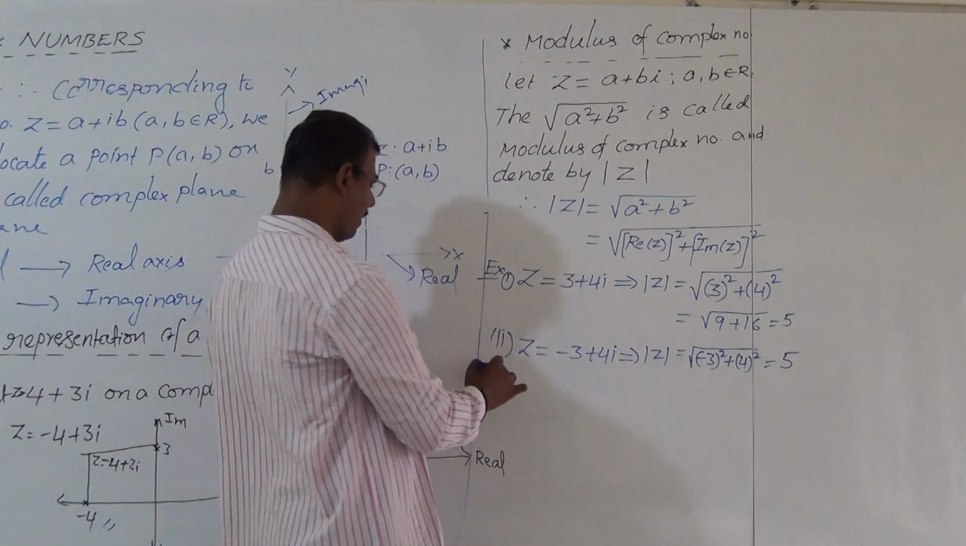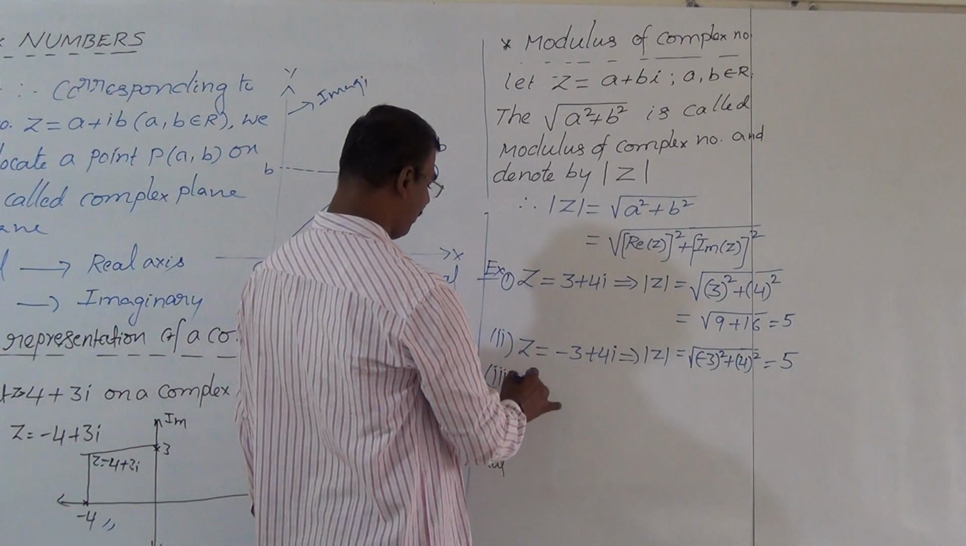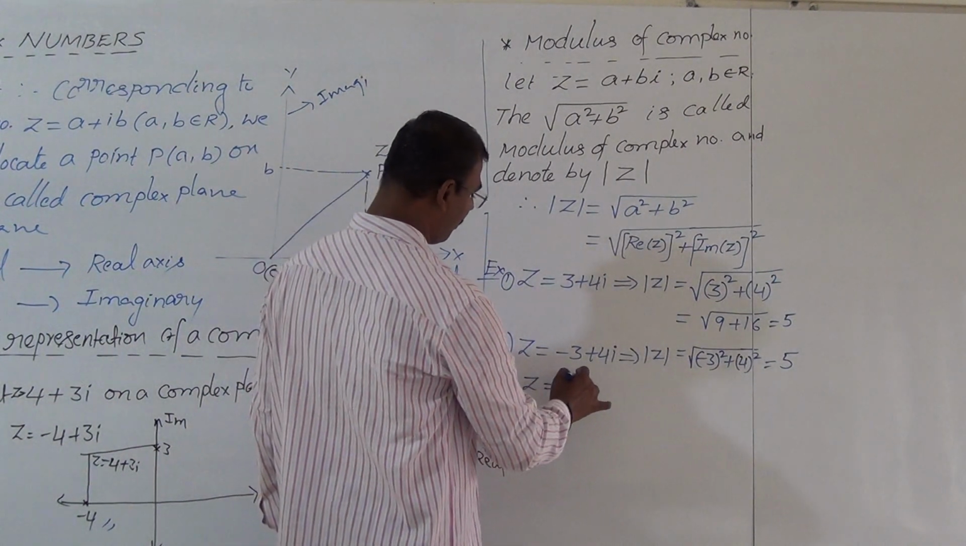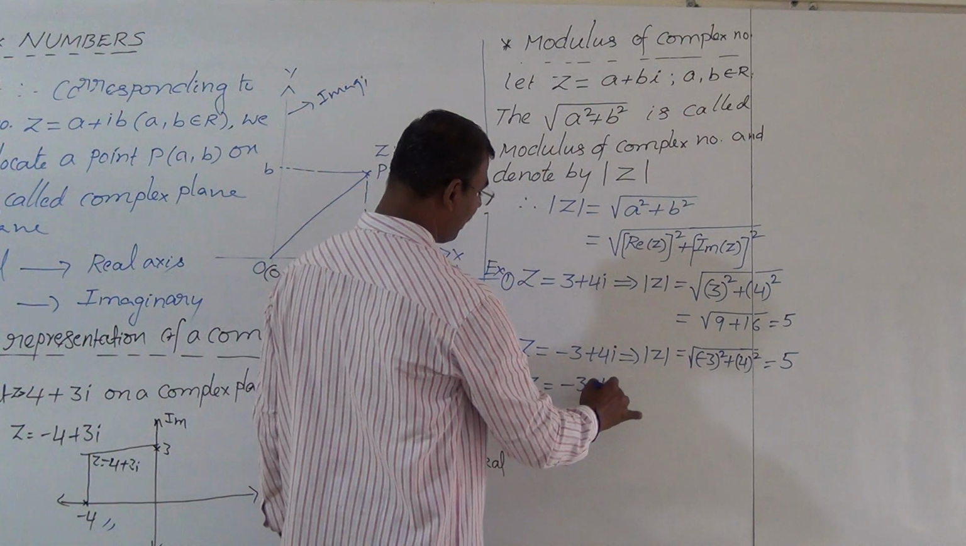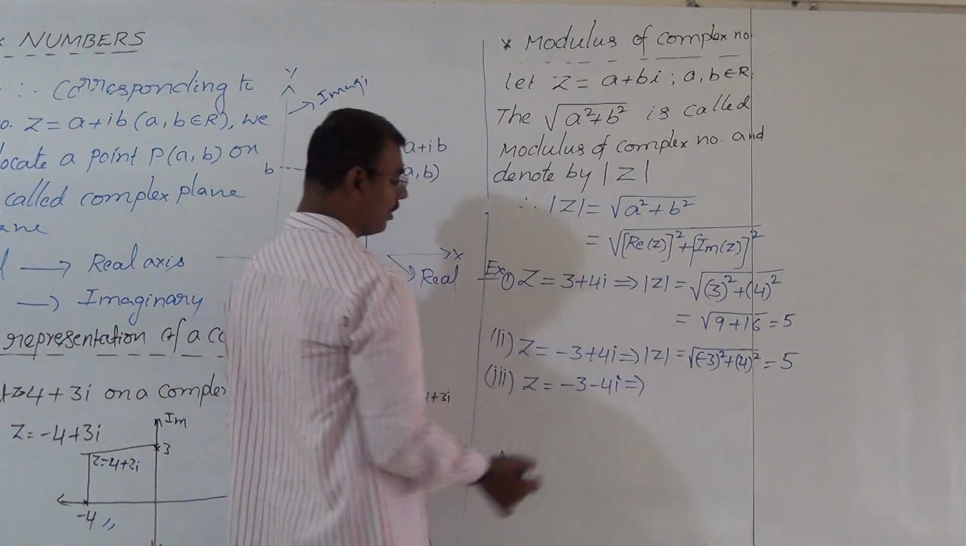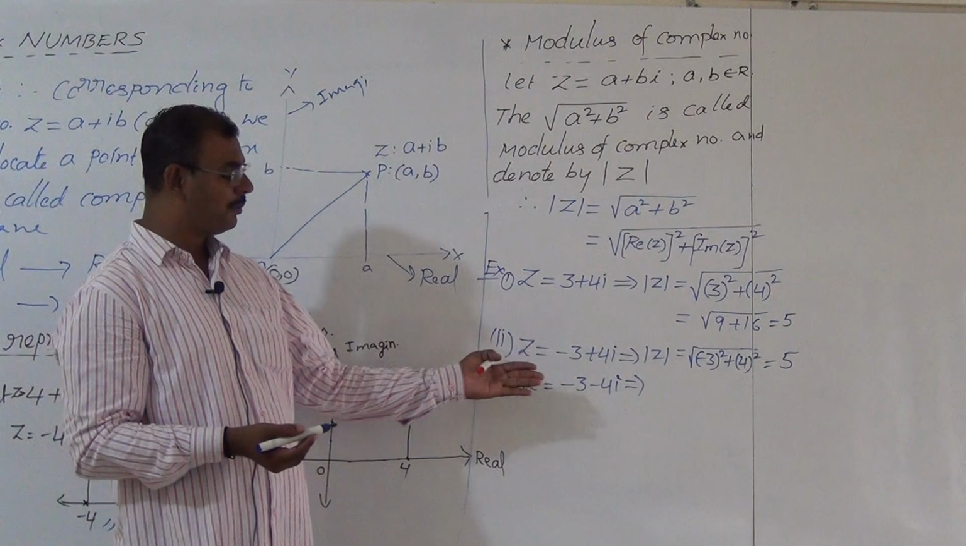Like this we can do plenty of examples. If z is equal to minus 3 minus 4 iota, in this case, what is the real part?